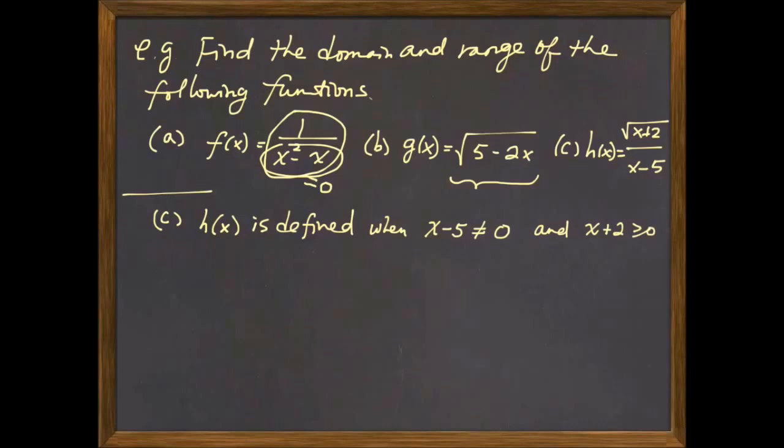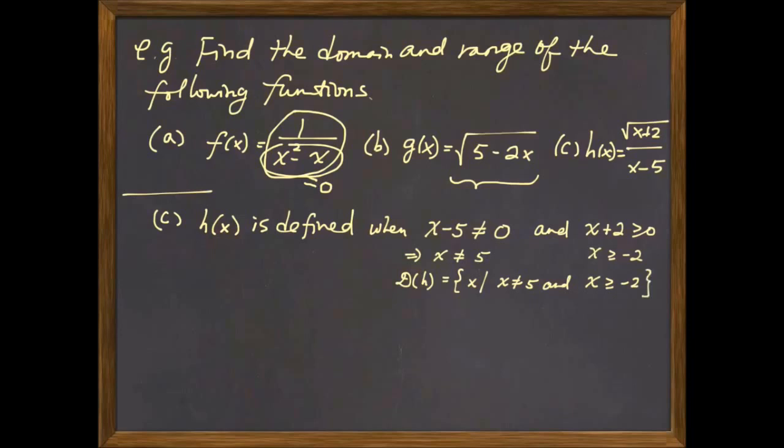Okay, so now if you actually solve each one of those on its own, first we get x is not equal to 5, and the second we get x is greater than or equal to negative 2. Both of these need to happen for the domain. So the domain for the function h is the set of all x such that x is not 5 and has to be greater than or equal to negative 2.